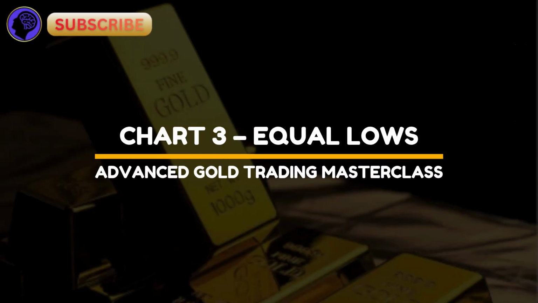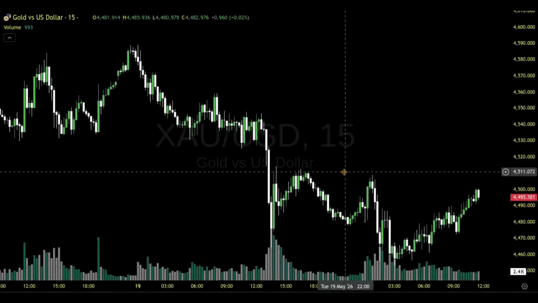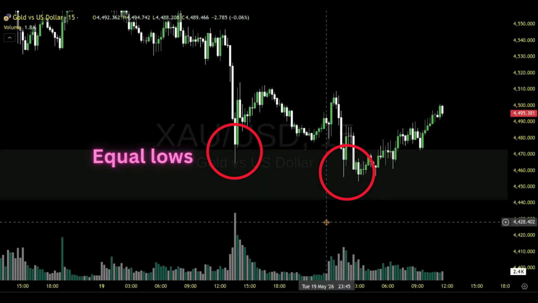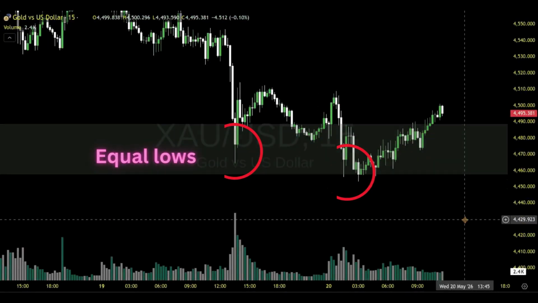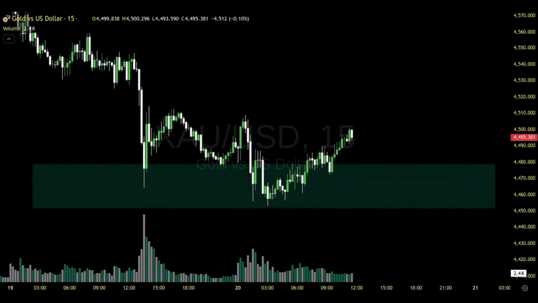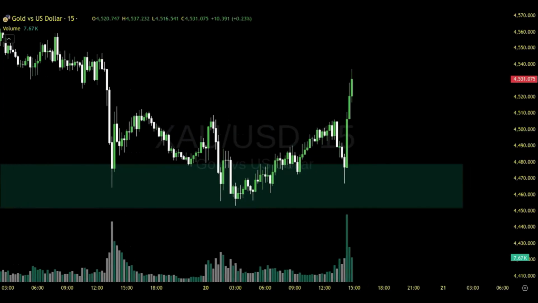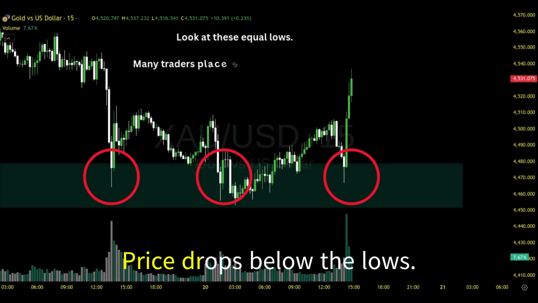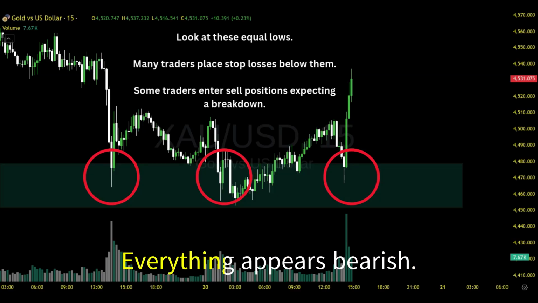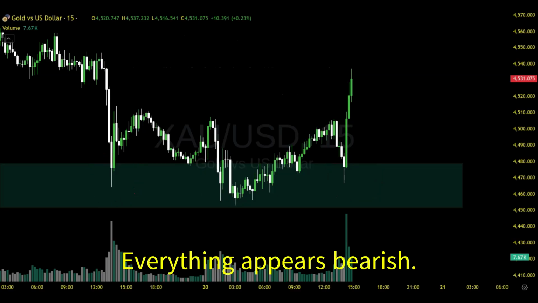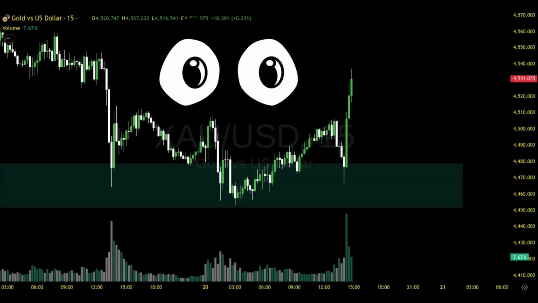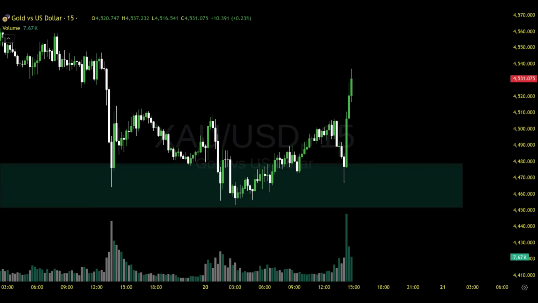Chart 3, Equal lows. The same concept works in the opposite direction. Look at these equal lows. Many traders place stop losses below them. Some traders enter sell positions expecting a breakdown. Price drops below the lows. Everything appears bearish. Then suddenly gold reverses higher. Again, liquidity was collected. The market moved into the area where orders existed. Then the true move started.